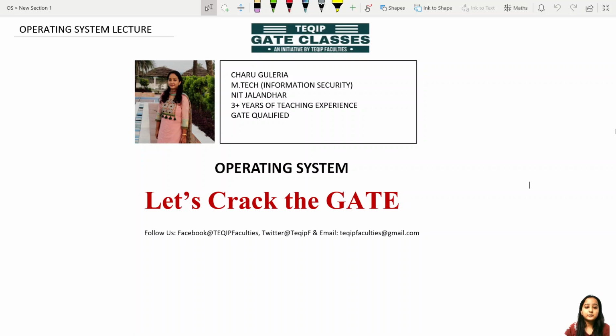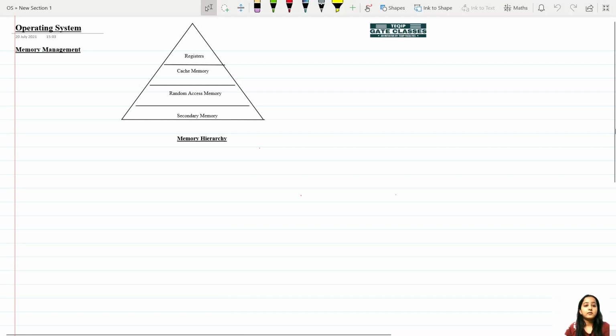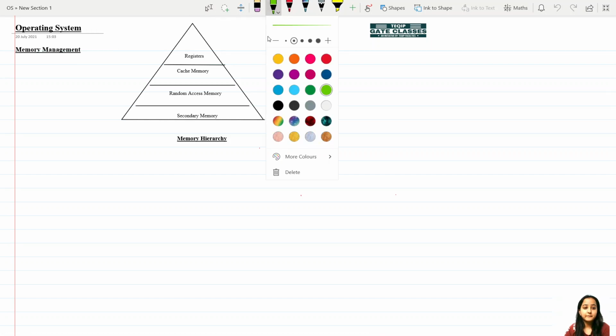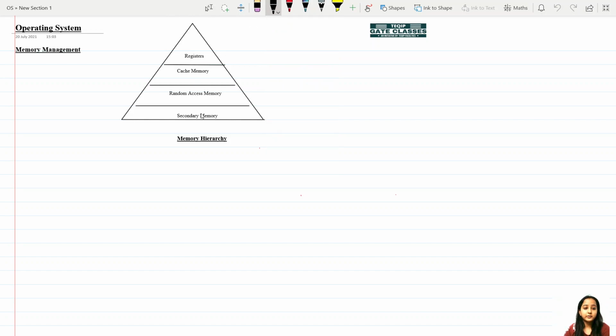Today we are going to learn the memory management part in the operating system. Let's go through that. So first we'll try to understand the different memories present in the computer. We have different types of memory hierarchy.